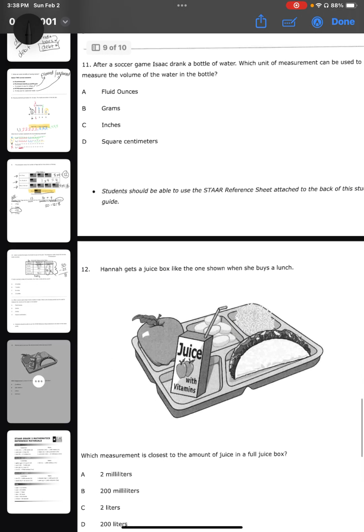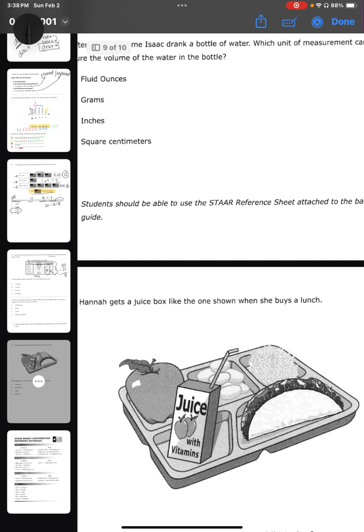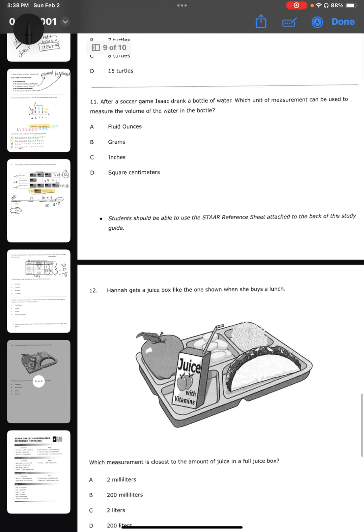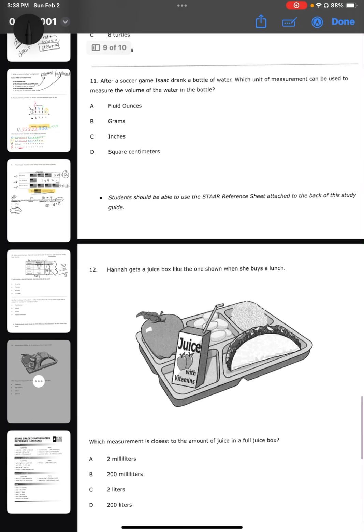Problem 11. Sometimes I'll zoom out and it'll take away this stuff on the left, and I just get a whole screen like I want, but it's not working now. That's okay. We will persevere. Problem 11 in itty bitty writing says, after a soccer game, Isaac drank a bottle of water. Which unit of measurement can be used to measure the volume of the water in the bottle?